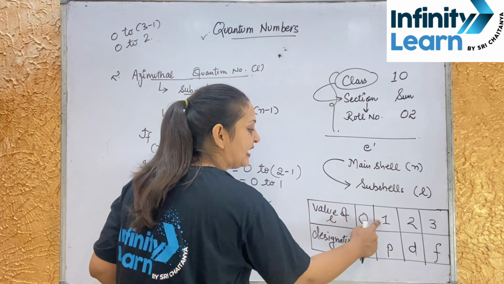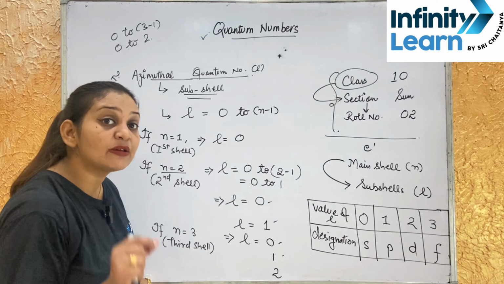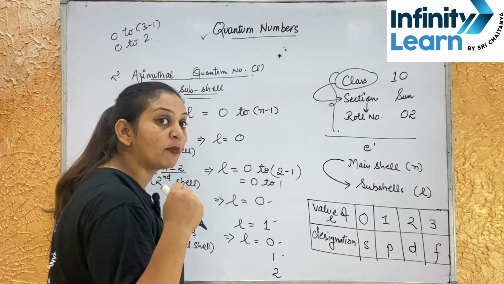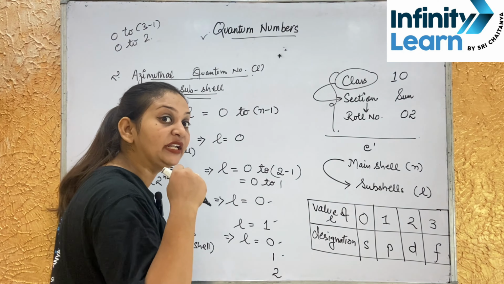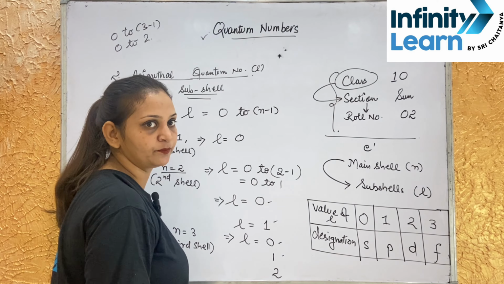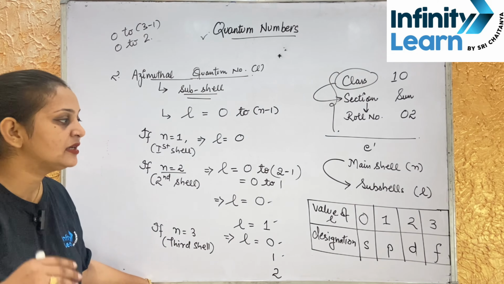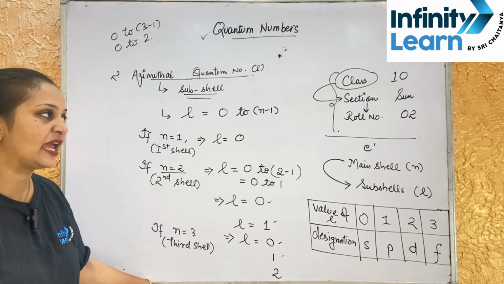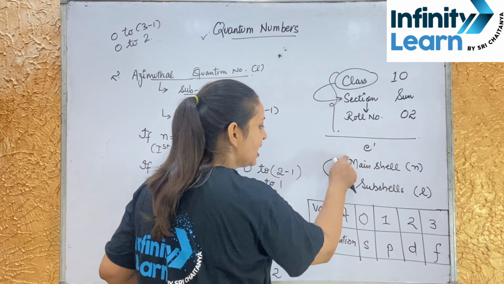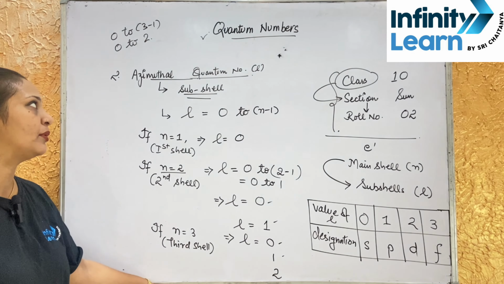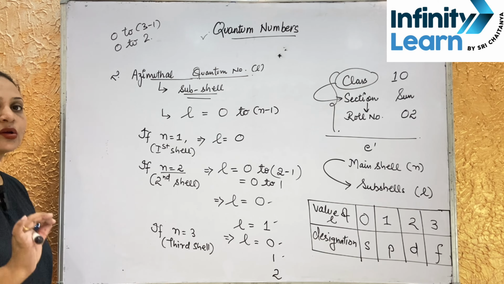If the value of L is 1, it implies it is the P subshell. If the value of L is 2, it means we are talking about the D subshell. And in a very similar manner, if the value of L is 3, we are talking about the F subshell. So this must be very clear: 0 means S, 1 means P, 2 means D, and 3 means F. After the main shell, the subshell can be predicted by using the second quantum number, that is the azimuthal quantum number.